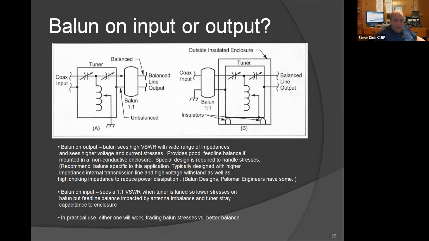You want to balance on the input or the output. If the balun is on the output, it sees a high VSWR with wide range of impedances. On the input, it sees a 1-to-1 VSWR when the tuner is tuned. So there's lower stresses on the balun, but the feed line is impacted by antenna imbalance and tuner stray capacitance. Either one will work.